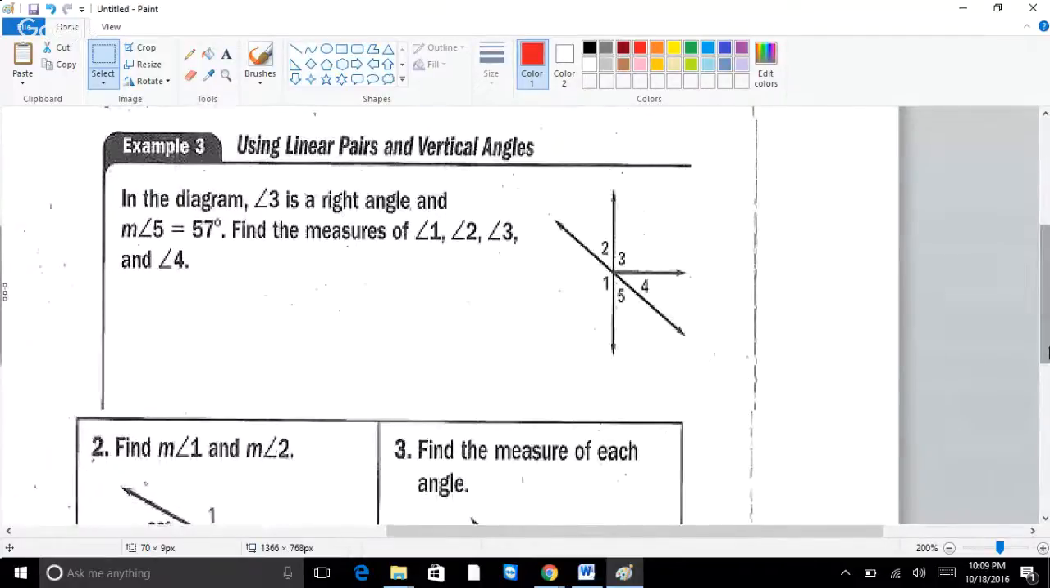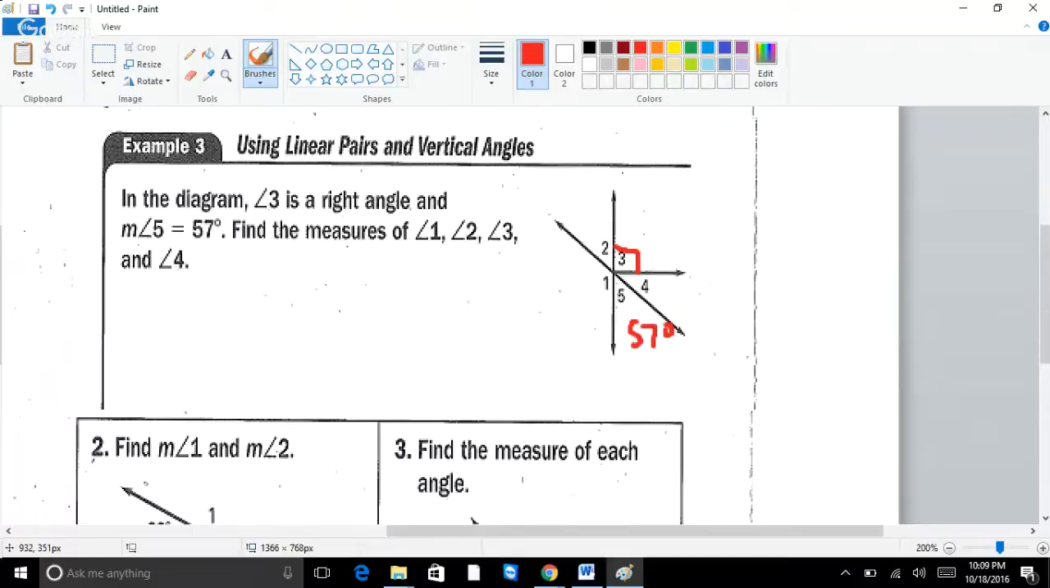Having technical difficulties. Okay, so I want to draw right on my diagram because I think that actually helps you really visualize what you have. So angle 3 is a right angle, so we can indicate that with a right angle symbol, right? And angle 5 is 57 degrees. Okay, so what can we start? We have to find the measures of everything else that's going on in the diagram.